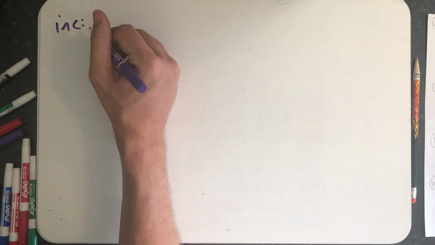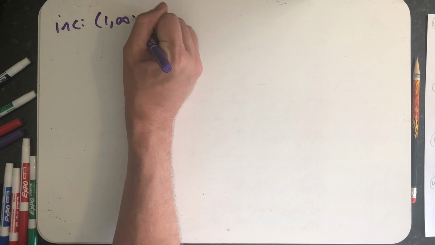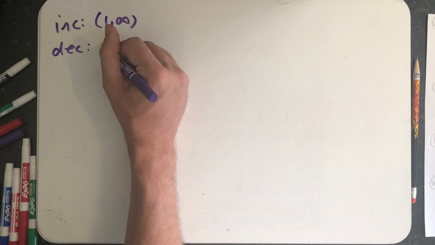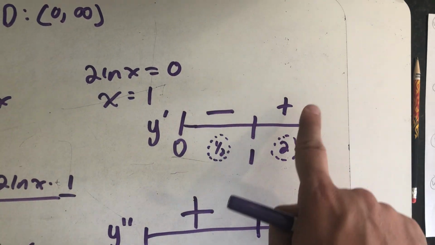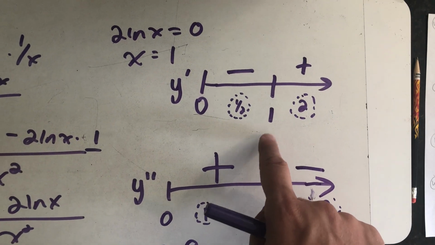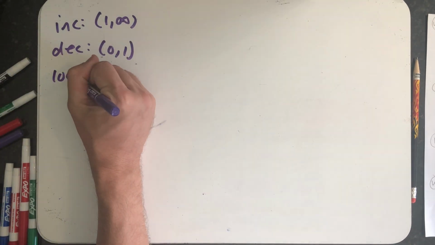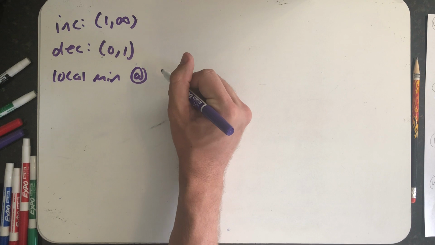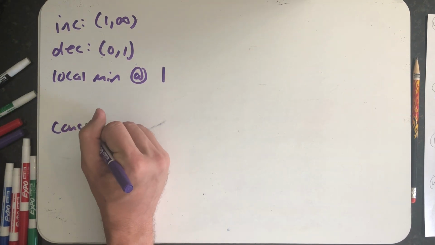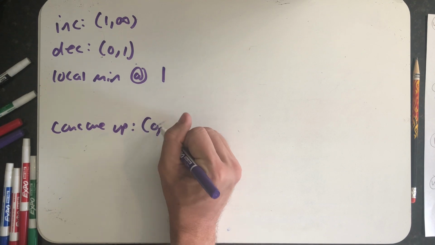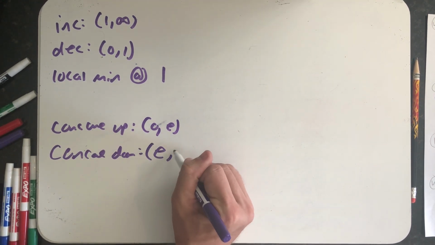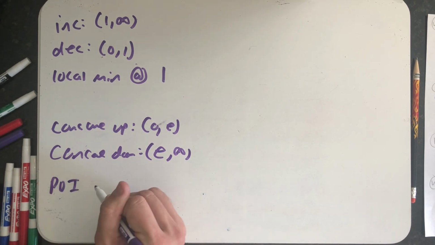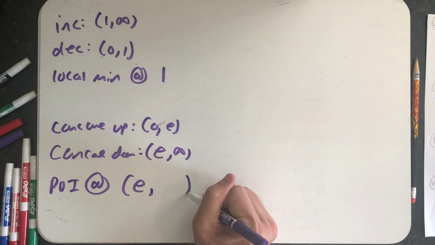From the first derivative test, I know my function should be increasing from 1 to infinity. I know my function should be decreasing from 0 to 1. Because of that, I'm going down and then up. I know there's at least a local minimum at 1. I know that I am concave up from 0 to e, and concave down from e to infinity. And there's a point of inflection at e comma some y value.